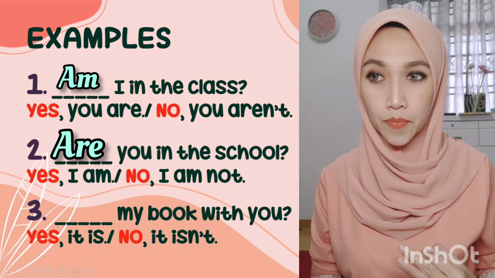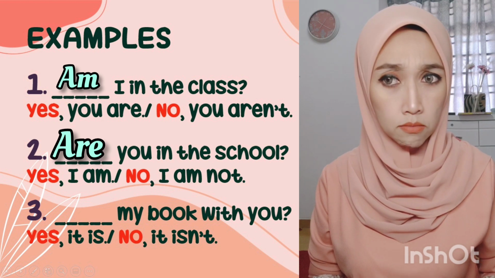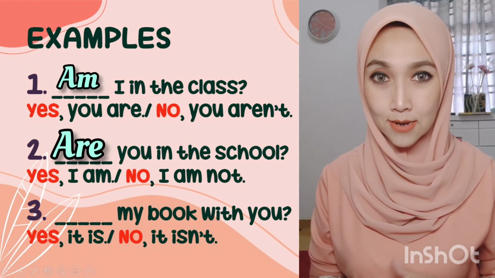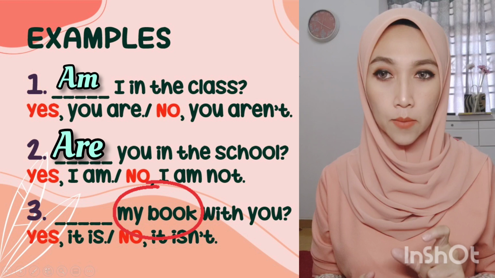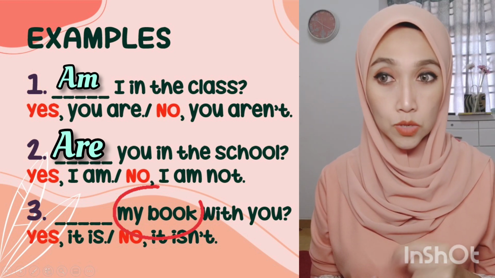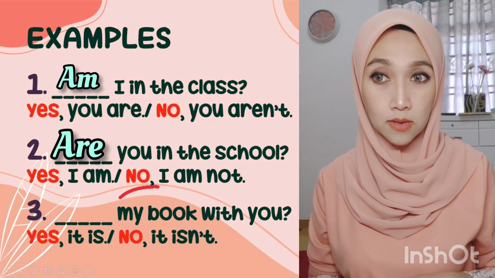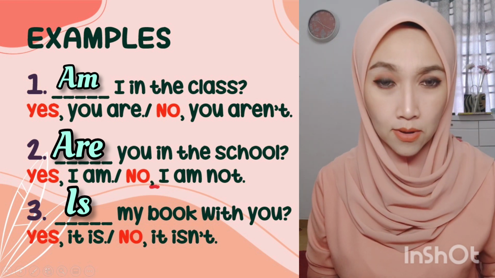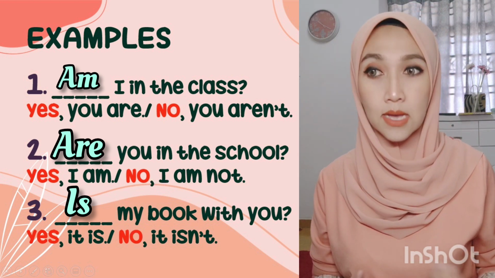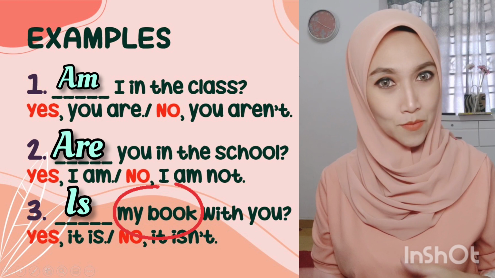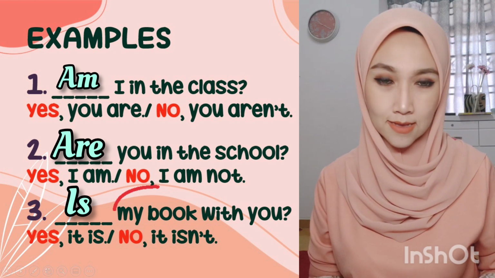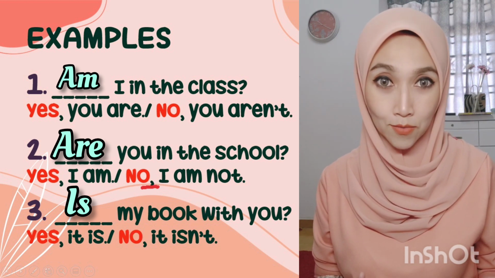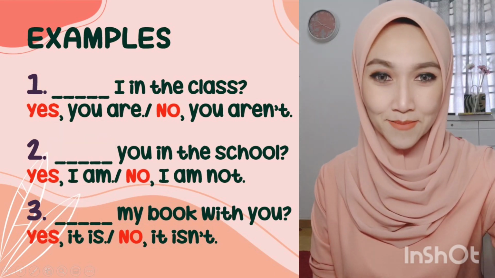Okay, number three, my book with you. The clue now is my book. My book here is singular. So when singular, we use is. Is my book with you? You can answer yes, it is, if the book is with you, or no, it isn't, if the book is not with you. Okay, clear.